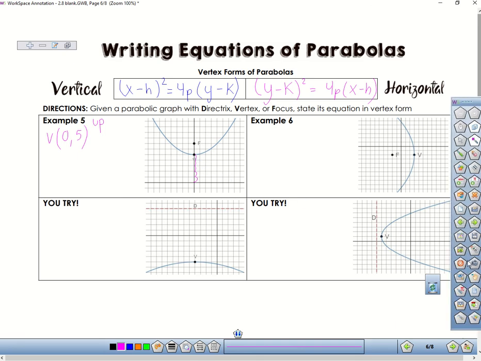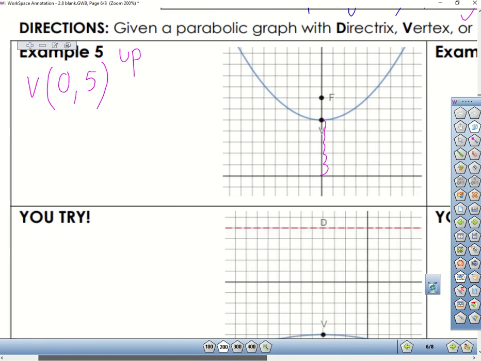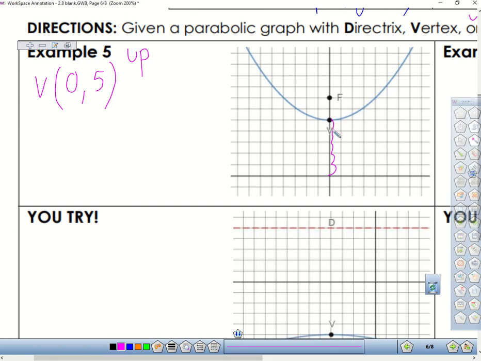Does it say? Just the V means the vertex. Oh, that's the vertex? Yeah, this point right here is the vertex. I think the V, the way that they tried to write it on here, was trying to label that point. So your point is the vertex.